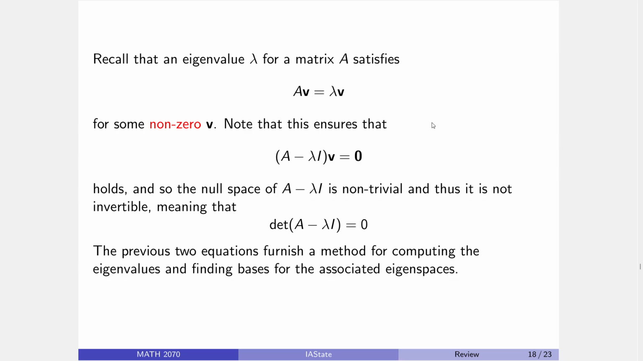Good stuff. So, actually computing the eigenvalues and finding a basis for the associated eigenspace boils down to first getting the eigenvalues by getting the roots of this polynomial, and then getting the basis for the null space of the associated matrix. Hey, good stuff.